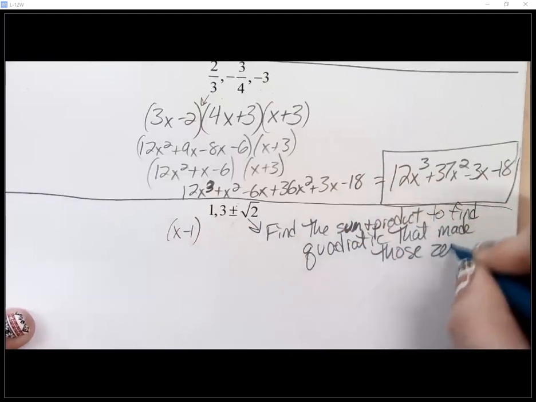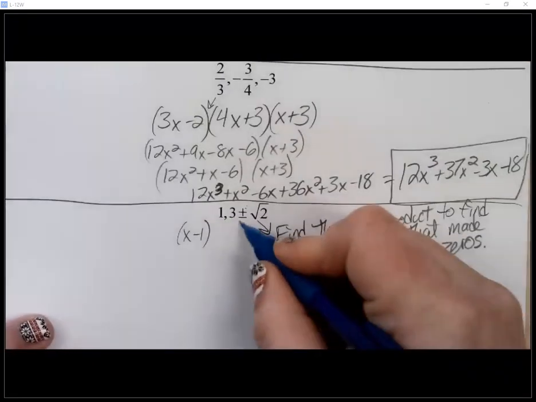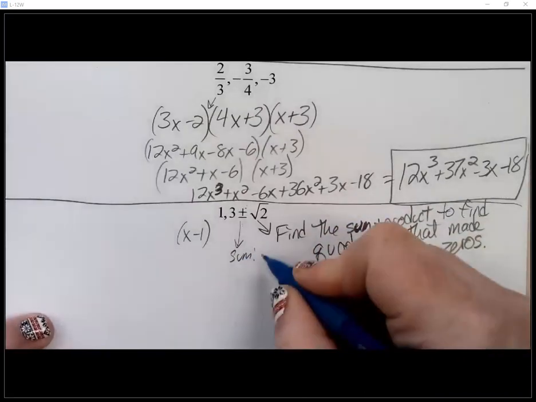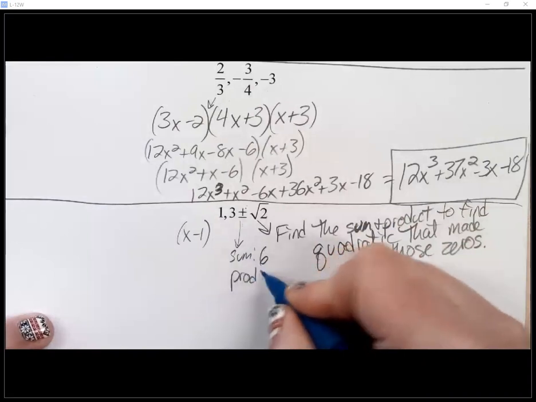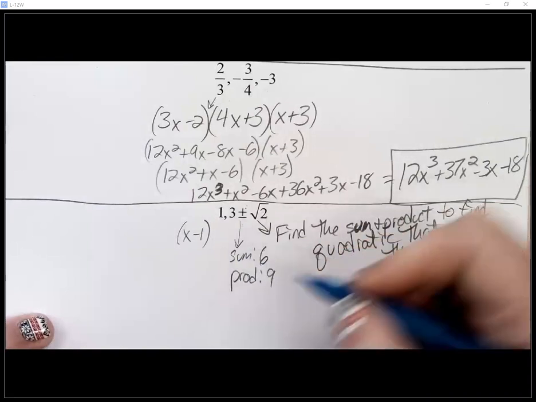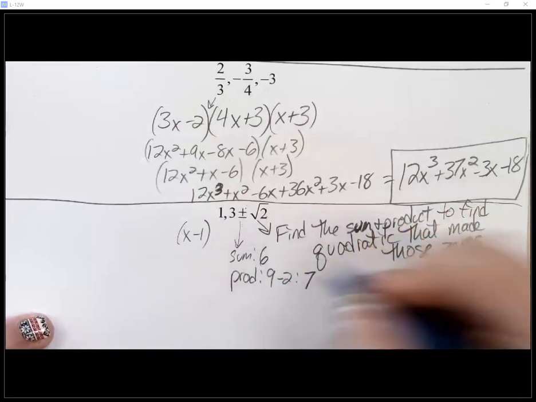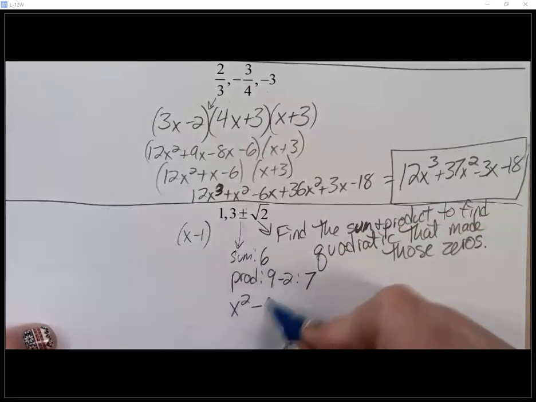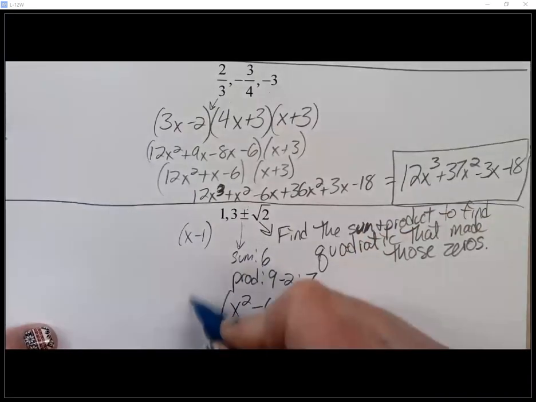Okay, so just like you guys are used to doing, I'm going to find the sum, which is 6, right? The product would be 7. Okay, so that quadratic would be x squared minus 6x plus 7. And now all I have to do is multiply with that x minus 1.